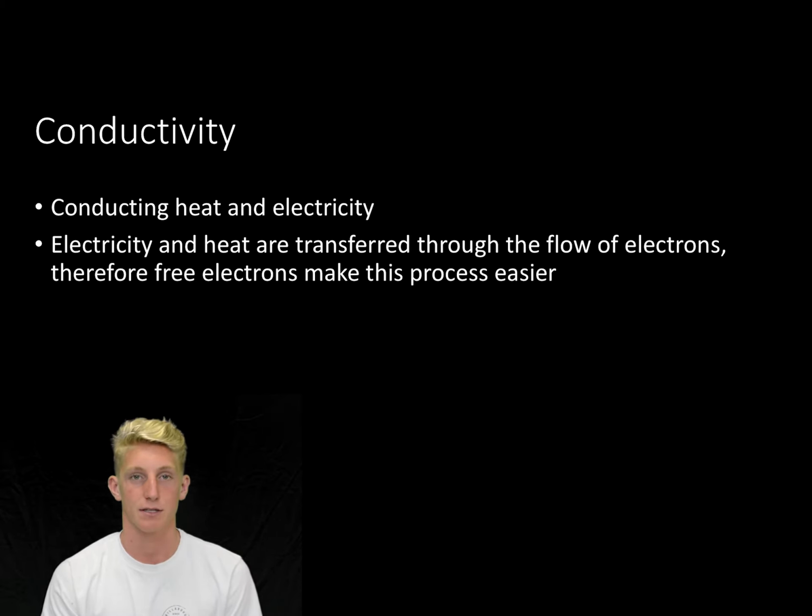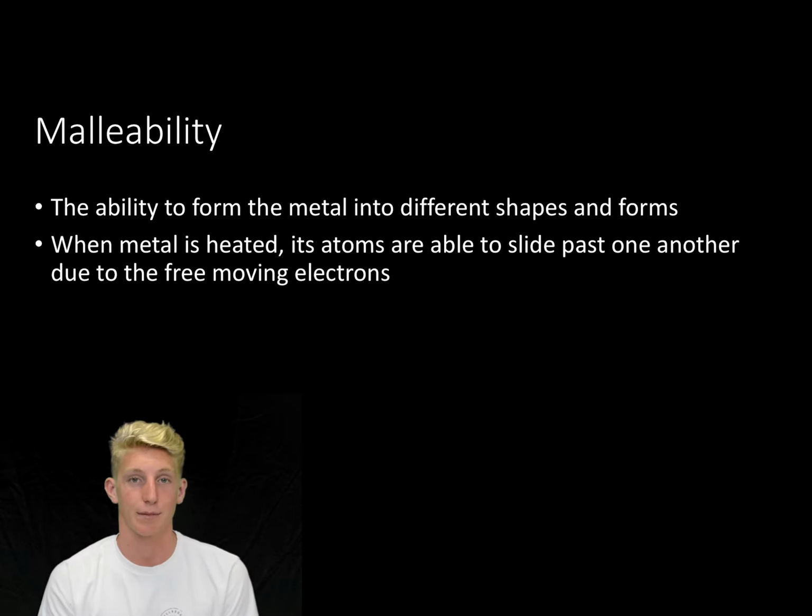through metallic bonds. Next, we're going to be talking about malleability, or the ability of metal to be shaped and formed into different sizes. Malleability is possible because when the metal is heated, its atoms are able to slide past one another due to its free-flowing electrons.